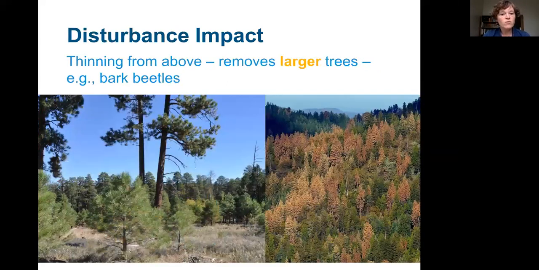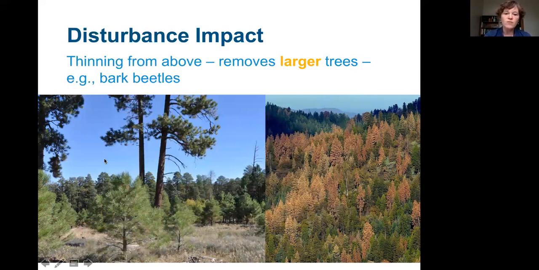Now, thinning from above, bark beetles are really a good example of this, because most bark beetles, especially the ones that do a lot of the landscape-level damage we're seeing in California, so the western pine beetle, the mountain pine beetle at higher elevations, possibly Jeffrey pine beetle, these are all Dendroctonus beetles, and they prefer larger trees. They prefer larger trees because of their biology, and so they'll have the best reproductive success in larger trees. So those are the ones that they're killing. They're sort of thinning from above, right? They're taking out those larger trees.